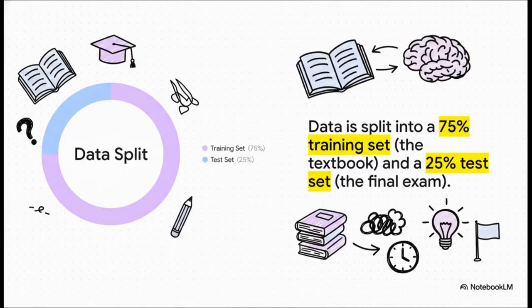And a pretty standard way to do this is to use about 75% of our data for that textbook, for the training, and then keep the last 25% locked away for the final exam. This way, the model has plenty of stuff to learn from, but we still have a good chunk of new, unseen data to give it a fair grade at the end.